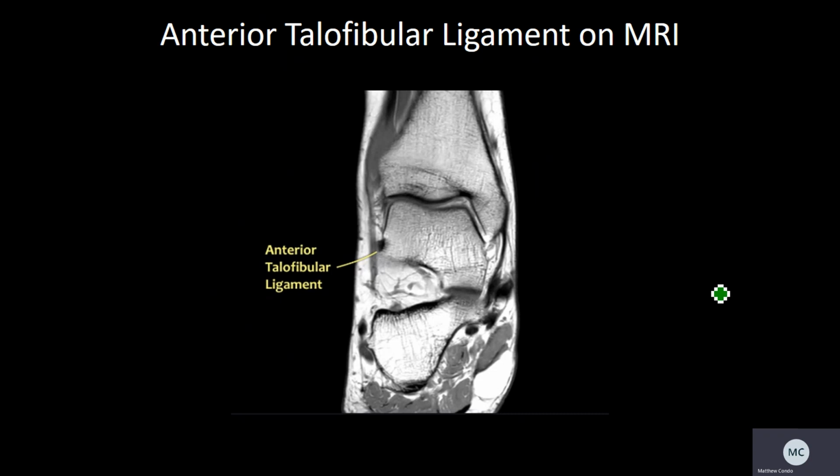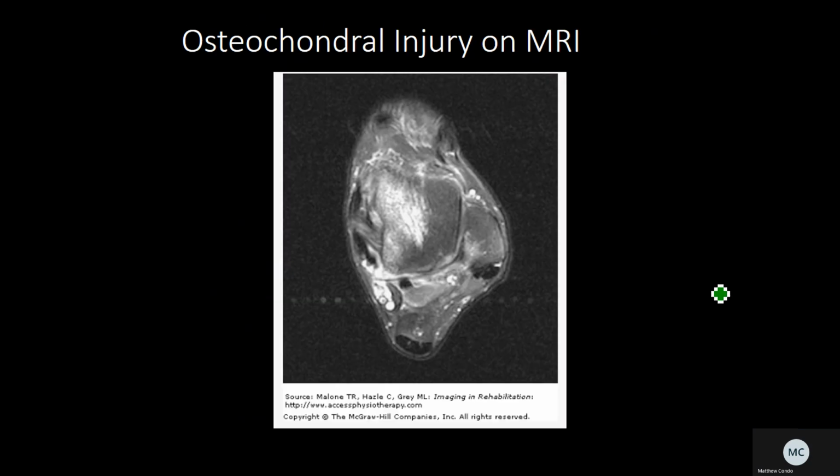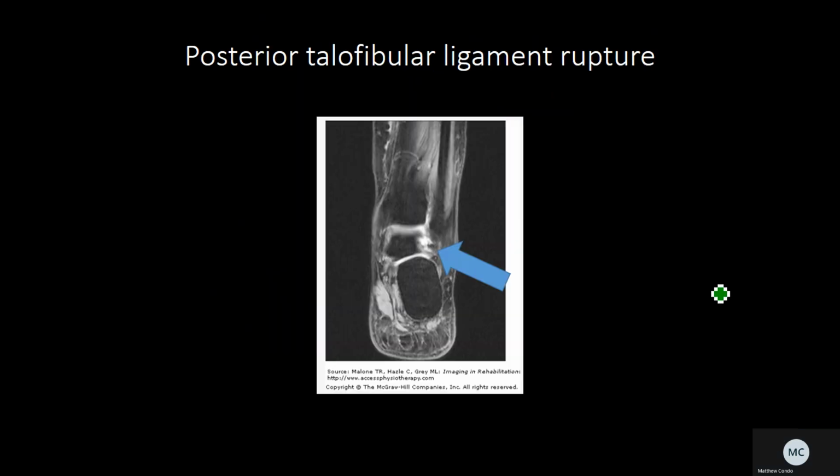This is what ATF is going to look like on an MRI. It's going to be just a little dark area right there. And then this is what an OCD lesion can look like on MRI as well. Posterior talofibular ligament rupture. Obviously, we're going to see an increased area of uptake, increased area of brightness or density, where we should not see one.